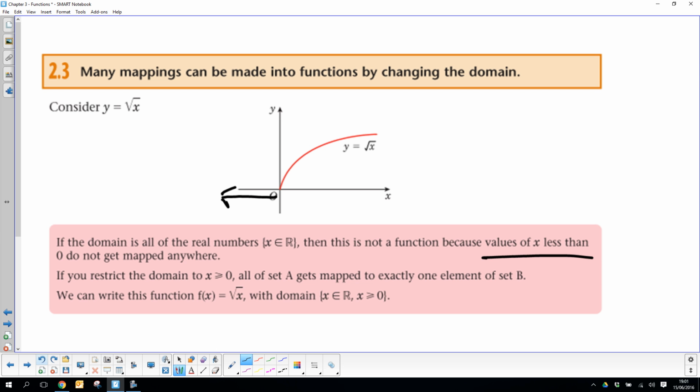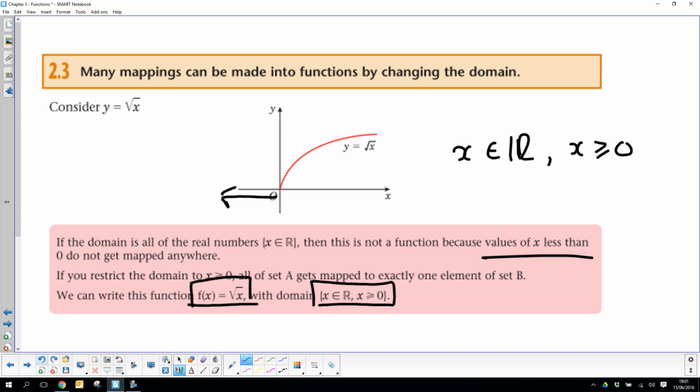We can write this function as f of x equals root x, as you can see down here, with domain x can be any of the real numbers, that's this part, and then we can say but x must be greater than or equal to 0.